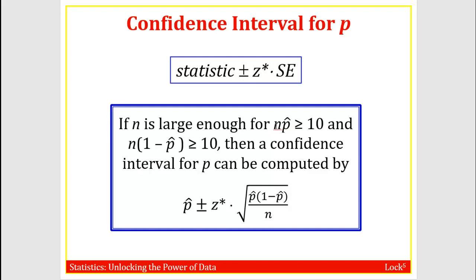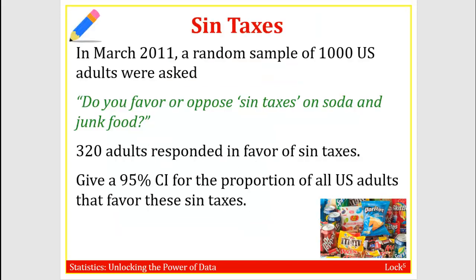So the successes is going to be n times p hat, and the failures is going to be n times 1 minus p hat. Sometimes people like to think of it as the yeses and nos. So we want all the counts to be 10 or greater in order to use this normal approximation. Let's look at an example.